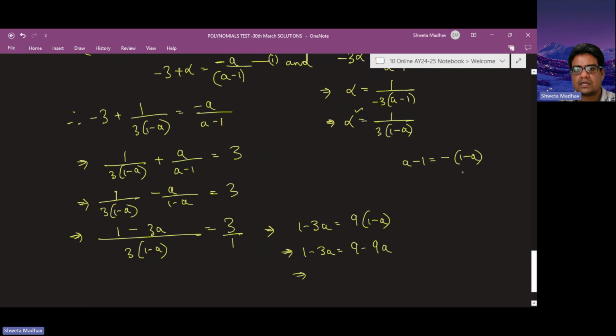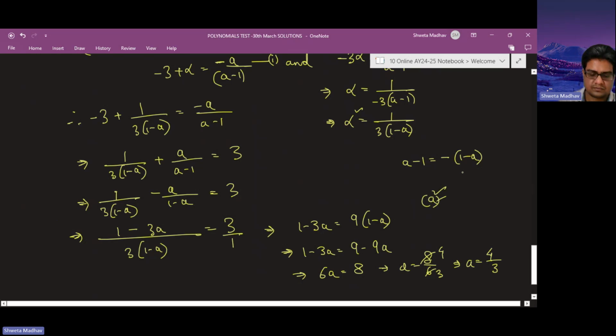So therefore I can say 9a minus 3a, which is 6a, is equal to 8. So a will be equal to 8 by 6, which is equal to 4 by 3. So therefore option A is the correct answer.